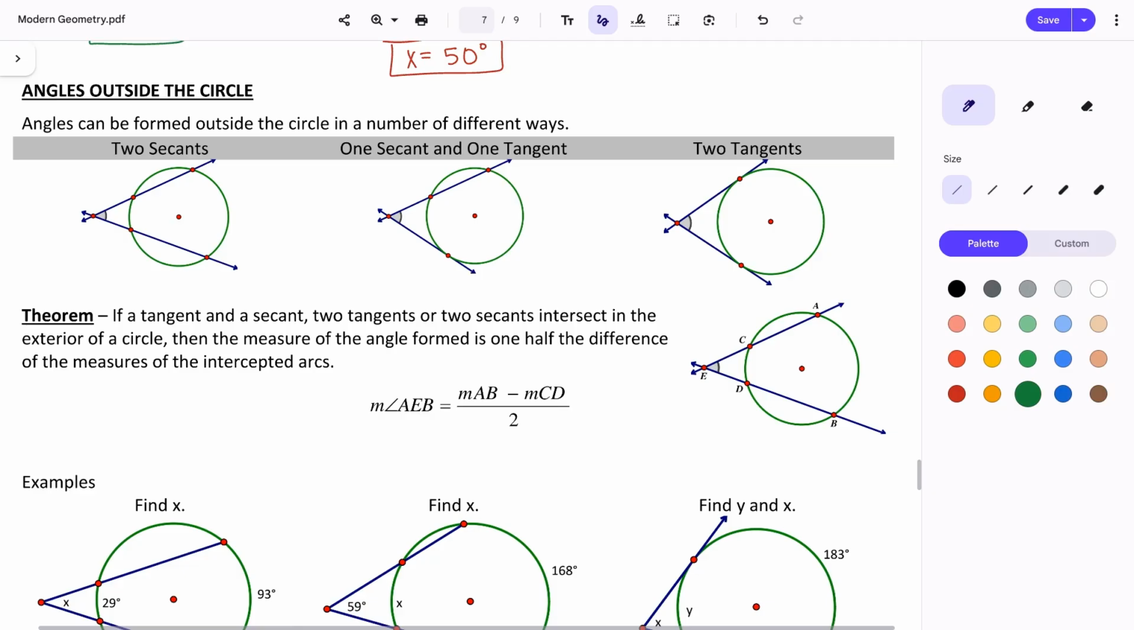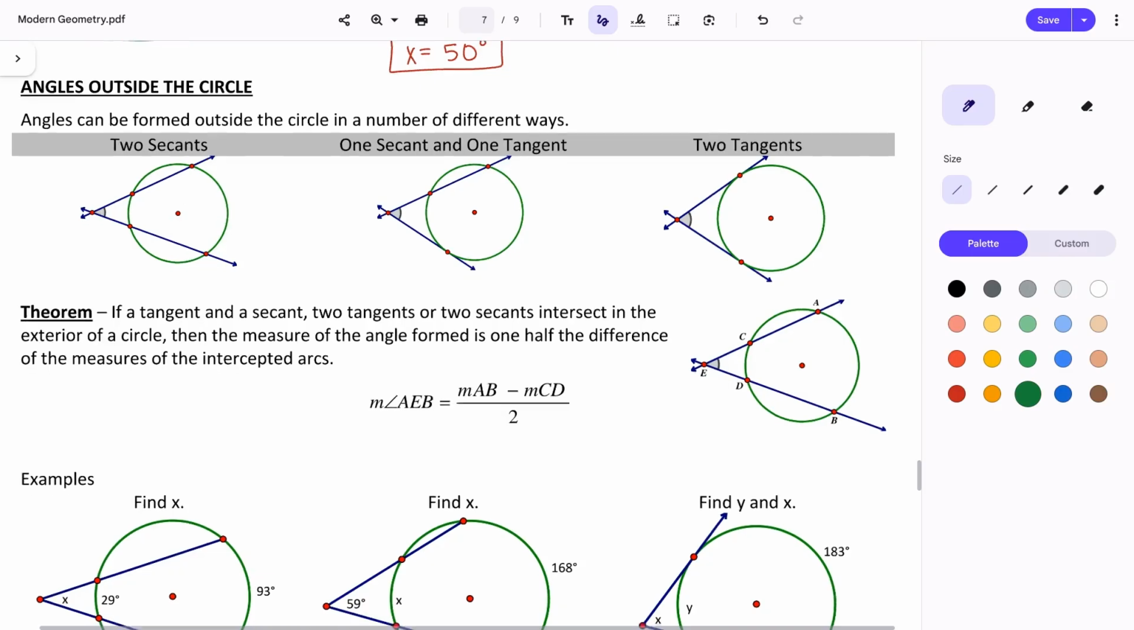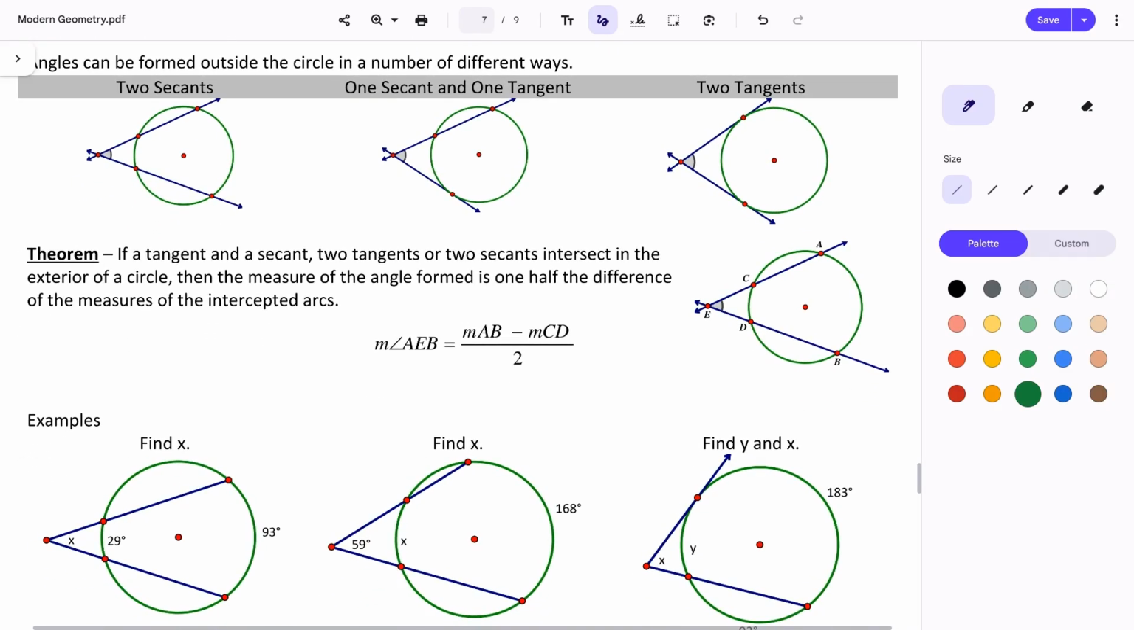When we're trying to do this one, we are still going to be working with arc measurements and doing something with them, but it's going to look a little different than what we did in the past. So let's look at this next theorem. It says if a tangent and a secant, or two tangents or two secants, so if any of those three cases from above occur, and they're hitting each other on the outside of a circle, the measure of the angle that's formed, so again, think about those vertical angles, is 1/2 the difference of the measures of the intercepted arcs.